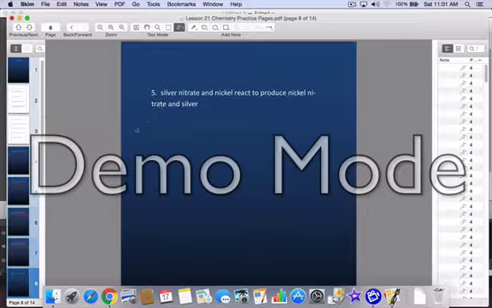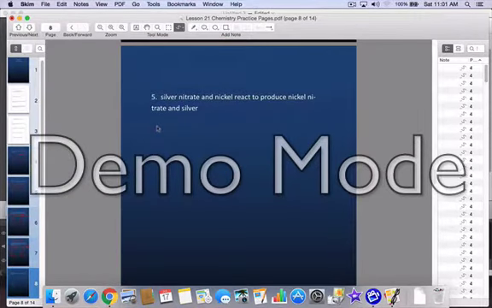Silver nitrate, silver is Ag plus 1. Nitrate is going to be NO3 minus 1, and 1 of each. And nickel, so and means plus. Now this nickel here, it just says and nickel reacts, so it means this is not another compound. So this is just elemental nickel, so a piece of metal, nickel.